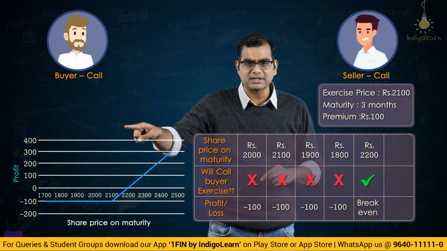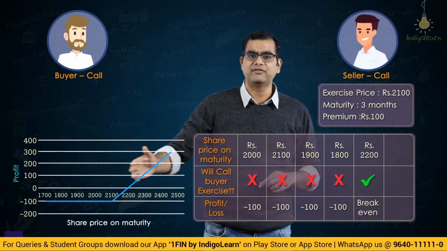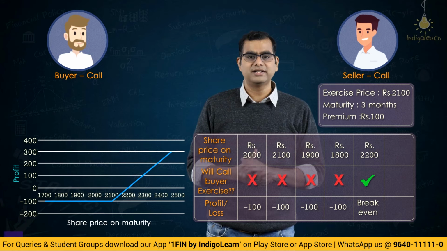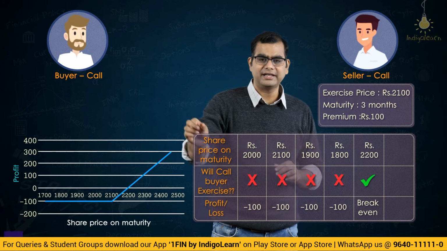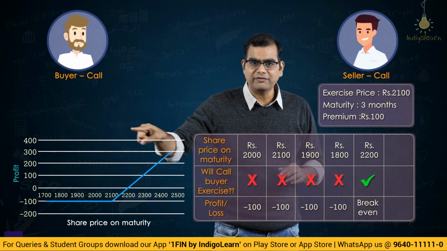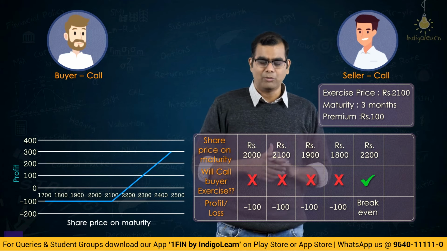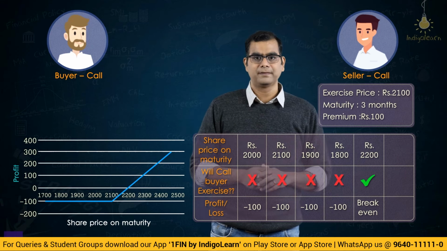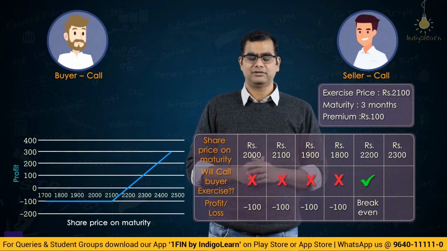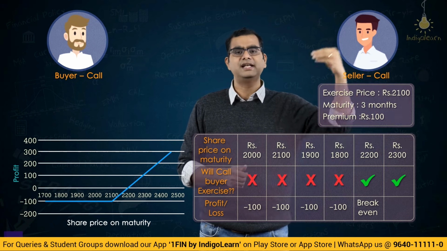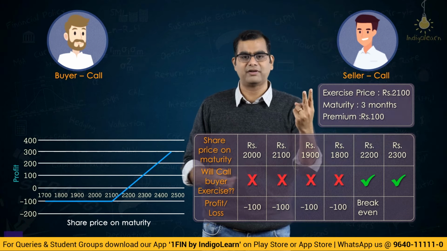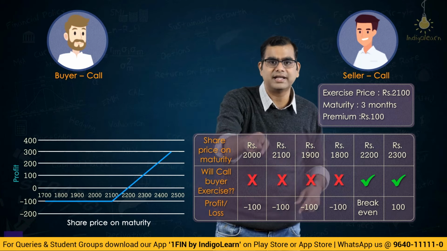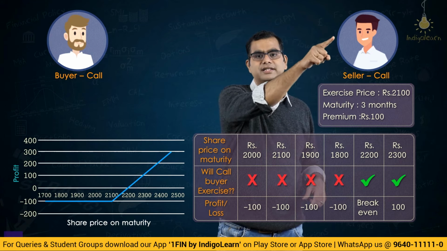So, initially the loss is like this. This is the y-axis and this is the x-axis. In the y-axis, let us say you plot all the profits, and in the x-axis you plot the stock prices 17, 18, 19, 20, 21. Till 21 your profit is a negative number, minus 100. But the moment the price reaches 2200, you are breaking even. Let us say the price reaches 2300. You will exercise your contract, buy it at 2100, sell it in the market at 2300, make 200 rupees profit, adjust with your 100 rupees of premium, and you made a net profit of 100. So, this line comes like this, then it breaks even at 2200, then keeps on increasing.